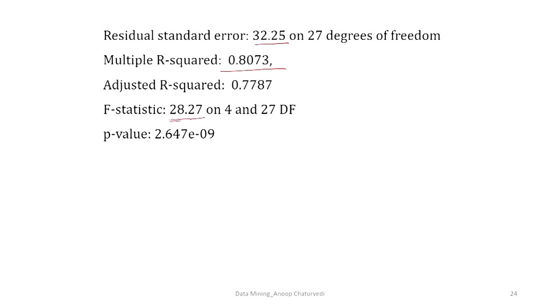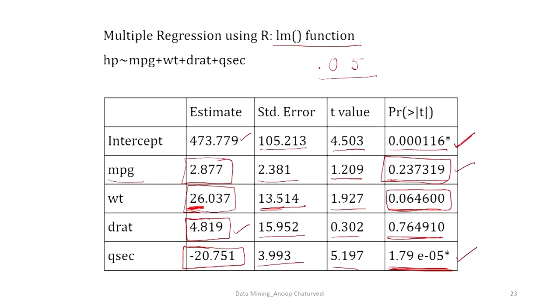This is the F statistic, which has 427 degrees of freedom, and if you consider the p value for the entire regression, then the p value is quite small. So, the fit is quite significant. So, overall the performance of the model is quite good, but if you consider the individual variables, then some of the variables like MPG, WT and DRAT, these variables don't have significant impact on HP.